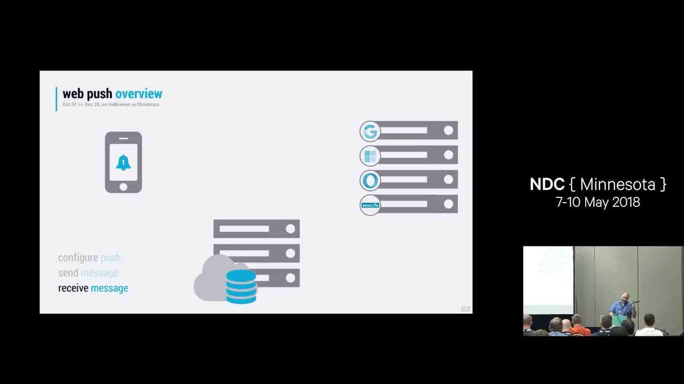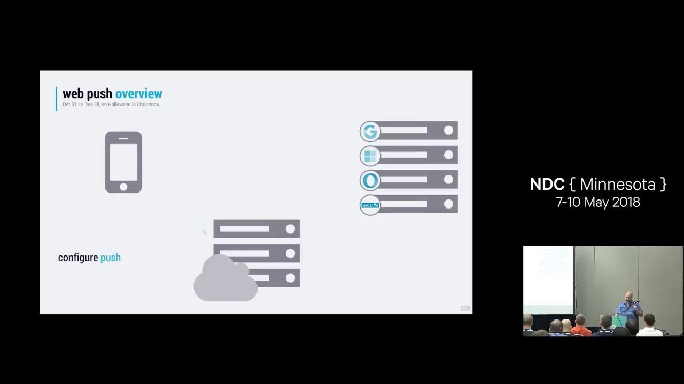And at some point, Bob is going to go and click on that notification, and I want to do something with that event. So those are the 3 phases of work that we need to do to enable web push. We need to configure the push, send the message, and receive the message. So now we're going to go through them each individually.